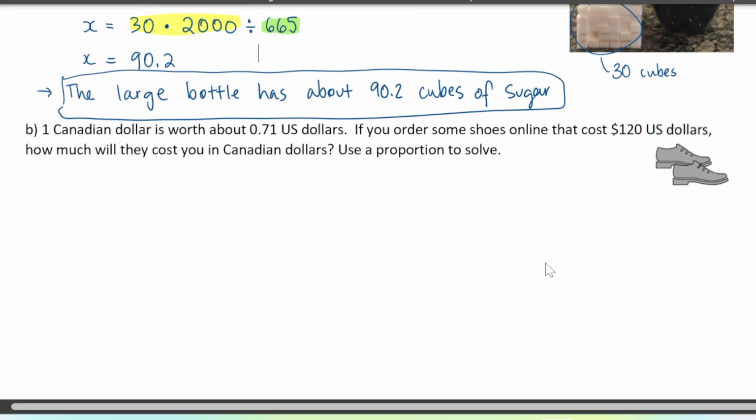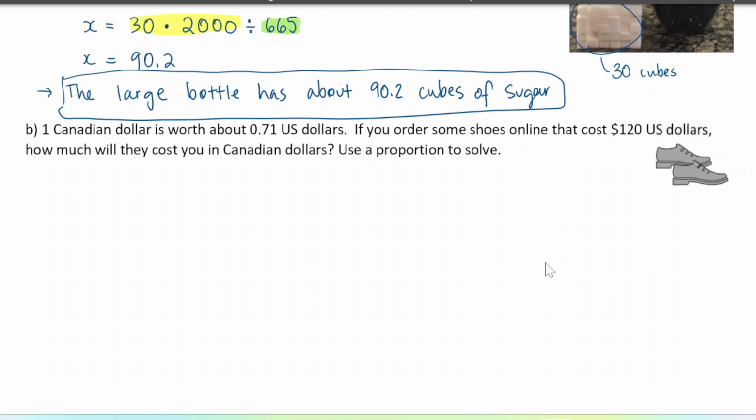Okay, let's go to the next one. You can pause the video here and try this one on your own if you like. It says 1 Canadian dollar is worth about 0.71 US dollars. If you order some shoes online that cost 120 US dollars, how much will they cost you in Canadian dollars? Canadians know this type of problem well. We're often buying things from the US and trying to figure out how much they cost in Canadian dollars.